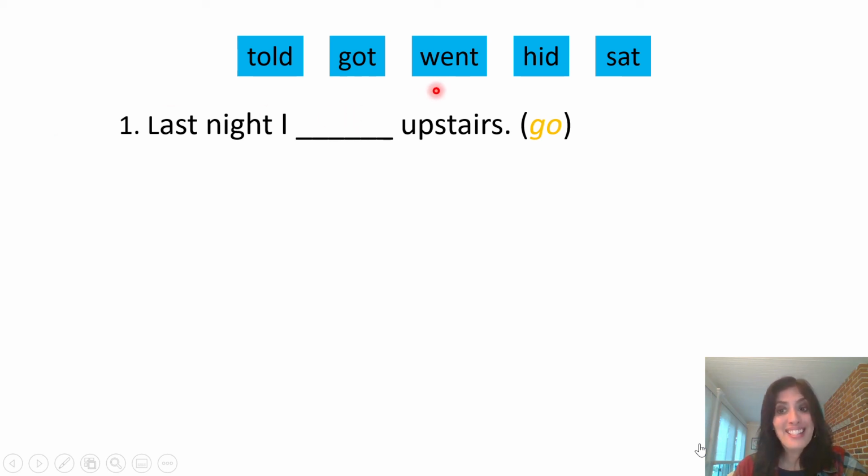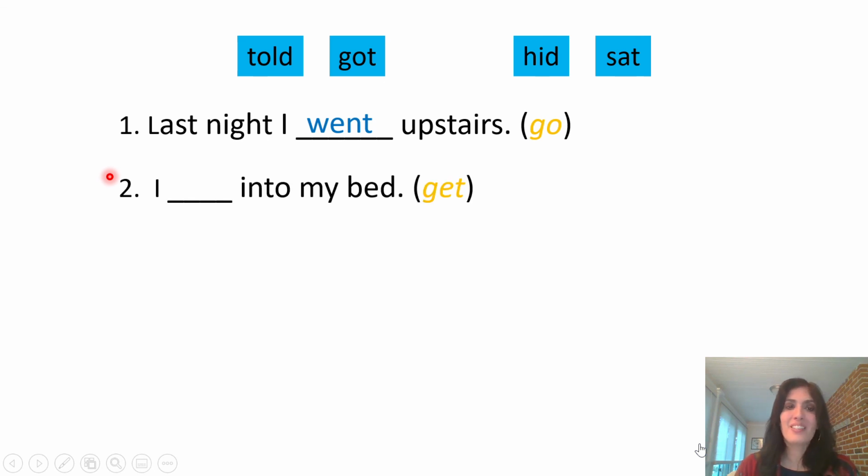Did you say went? Yes. Last night I went upstairs. Went is in the past tense. Last night happened in the past. Okay, let's take a look at our next example. I blank into bed. In parentheses, it tells me my present tense is get. Which verb is past tense? Were you thinking got? Nice work. Now listen to the sentence. I got into bed.